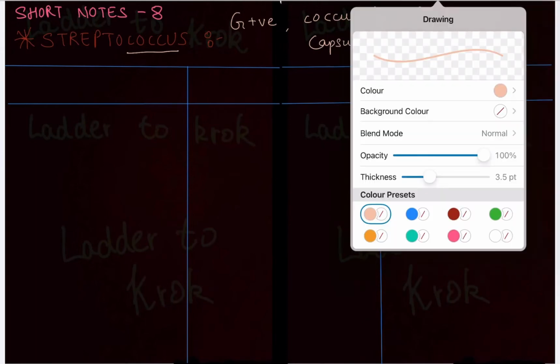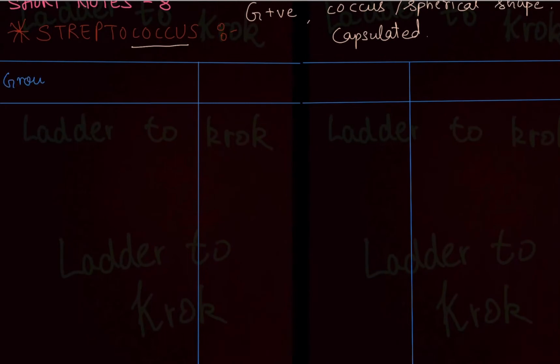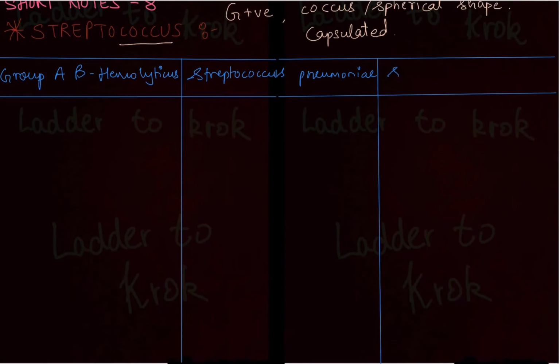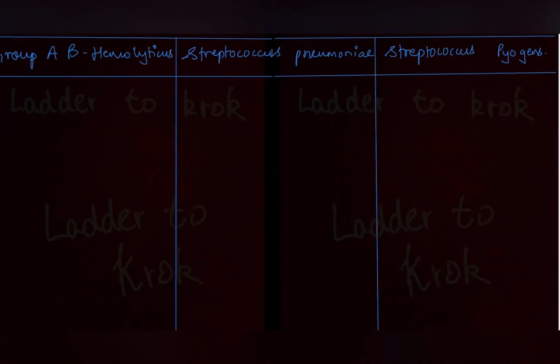Now let's divide this Streptococcus into 3 different groups. One kind of Streptococcus is group A beta Hemolyticus. Okay, the second is a very common one, Streptococcus pneumoniae. And last is Streptococcus pyogenes. Now let's learn about each in a bit of detail, starting first with the group A beta Hemolyticus.